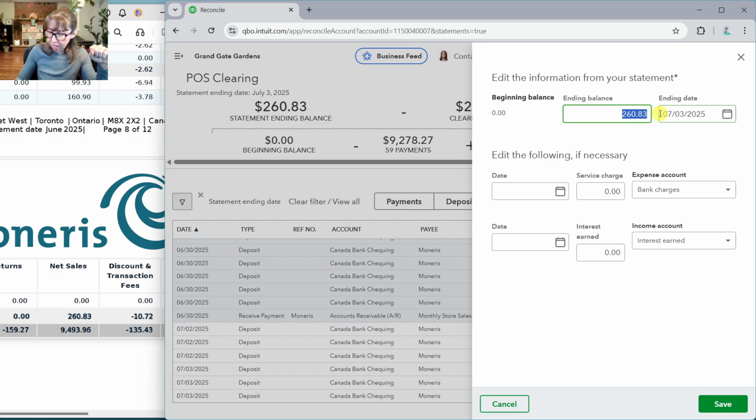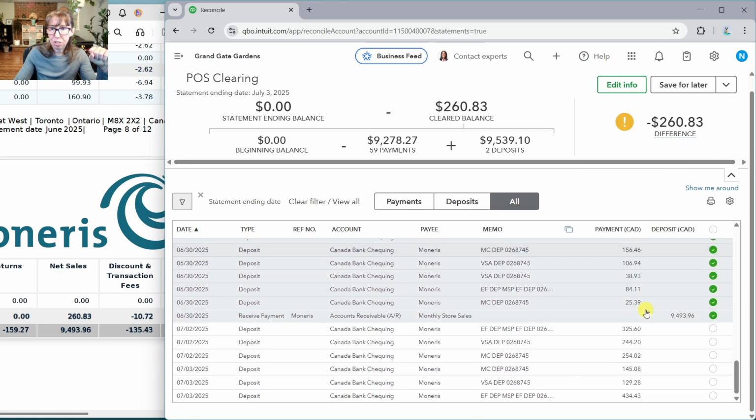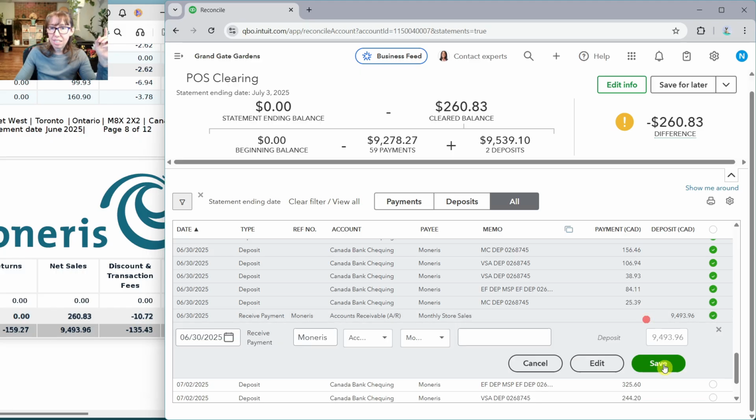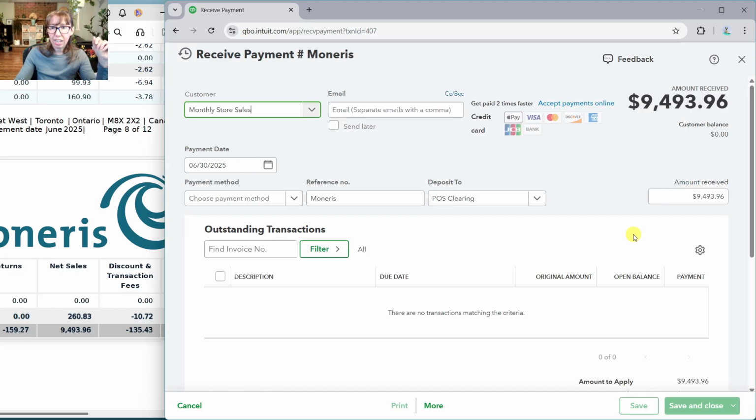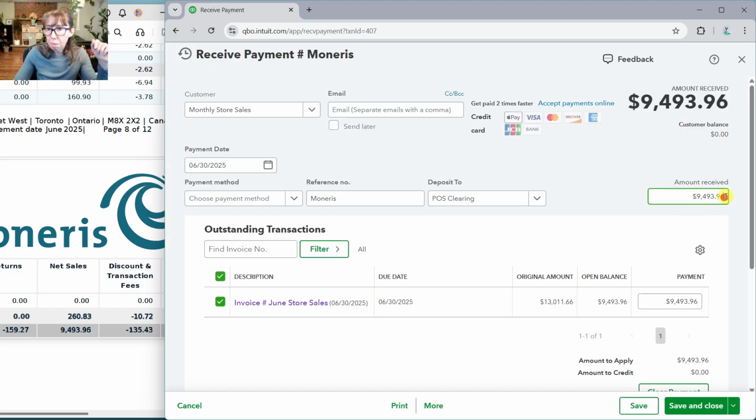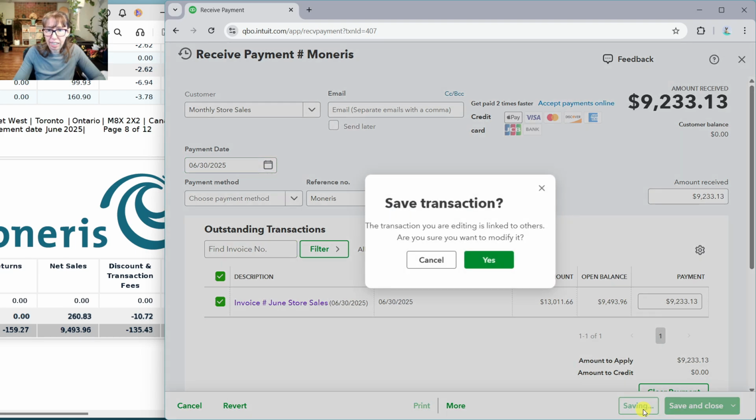So let's put that 0 back in. So I'm going to hit save, and we're off again by the $260.83. Once we've calculated how much of this $9493.96 was deposited in June and how much was deposited in July, we can actually split this entry. So let's go over here and edit it. So I'm going to say minus $260.83 right here. I'll hit tab. So that's the portion that was deposited in June. I'm going to hit save.